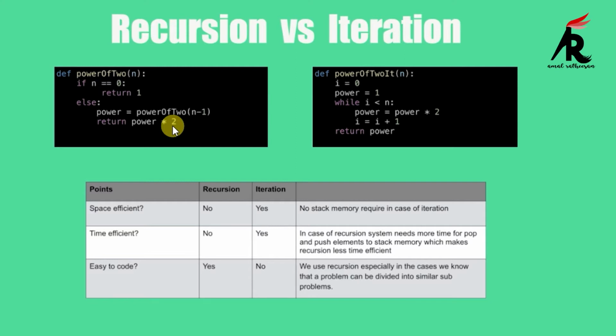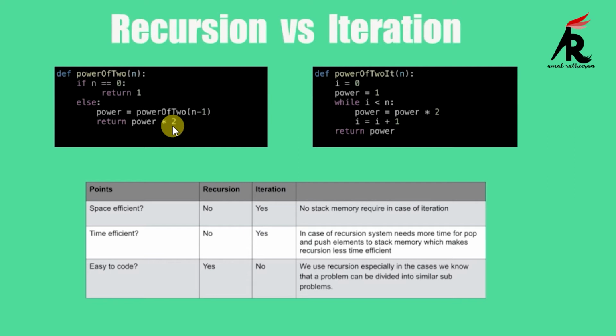So just give 3 as the parameter n. The power of 2 means 2 raised to 3, 2 cube. We need the output, so just give 3 as a parameter. If 3 double equals 0, no. Then the else statement: power equals power of 2, n minus 1. So instead of writing power of 2 3, we simply call it p of 3. It's very easy to say.